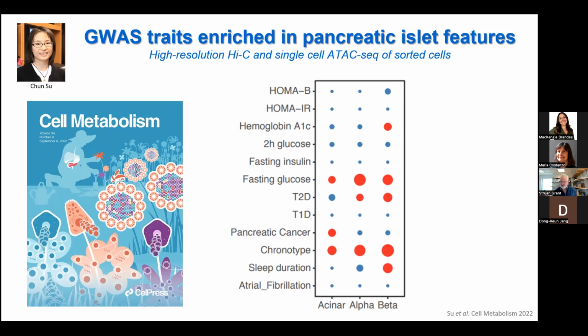Hemoglobin A1C seems to be almost entirely beta cell, whereas pancreatic cancer seems to be entirely acinar. And that fits actually with what the field thinks, that acinar is the primary candidate cell type that confers the effect of the genetics. Whereas chronotype and sleep duration seem to be showing different things in different cell types.